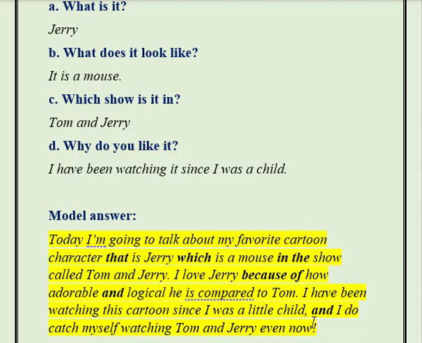So if you all are done reading the model answer, you all can see that I have already highlighted the linking words, which is that, which, in the, because of, and then again and.